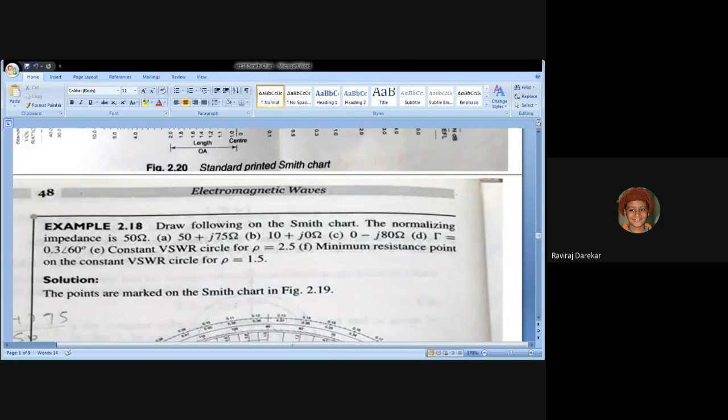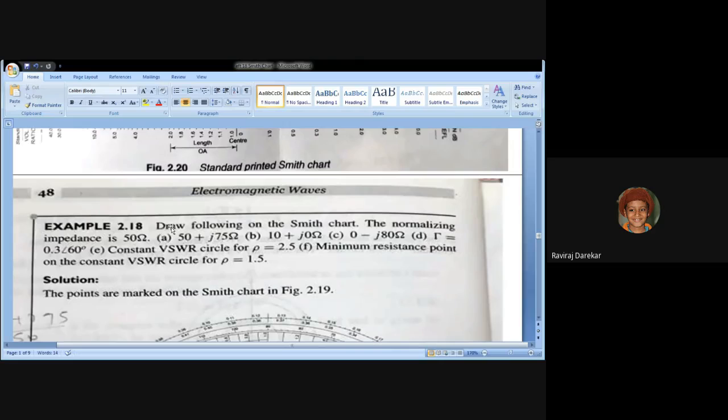Omkar, can you tell me the answer? What is the value of 50 plus J75 divided by 50? Very easy. Yes, Priyanka has answered. Poonam also has answered, 1 plus 3 by 2, or we can say 1 plus 1.5. Here 50 divided by 50 will be 1, and 75 divided by 50 will be 1.5. That is, the normalized impedance is 1 plus J1.5, and that point is required to be drawn on the Smith chart.